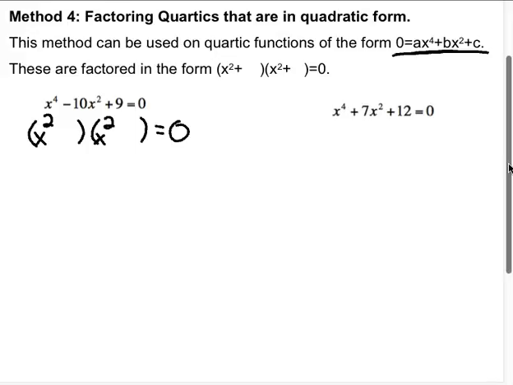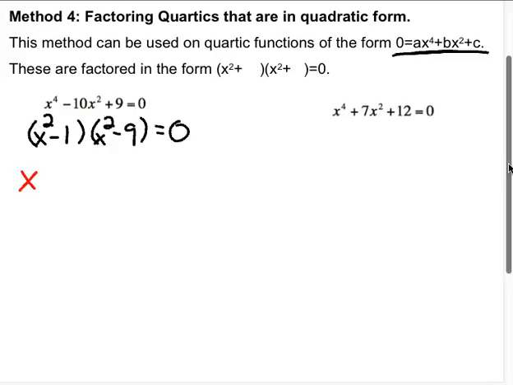How do I multiply to 9 and add to negative 10? Well, multiply to 9, add to negative 10 is going to be a negative 1 and a negative 9. Okay, so quite literally, the only thing you need to remember is you're going to be using x squareds to get an x to the 4. But then the factoring itself is actually the same as what you've been doing since back in Expo, okay?